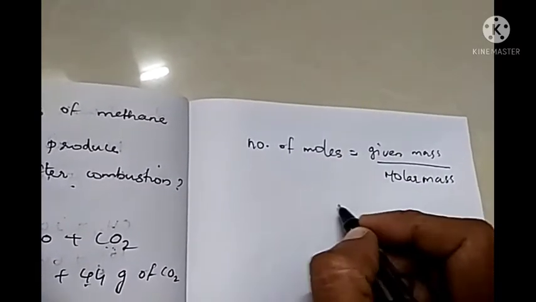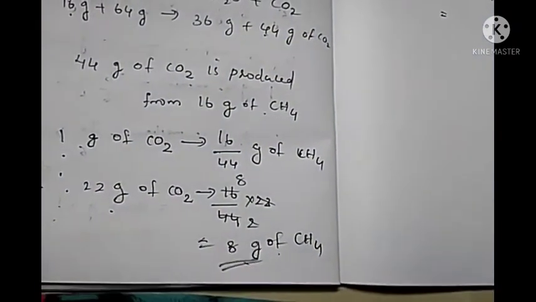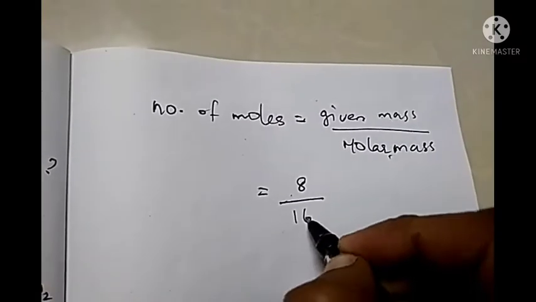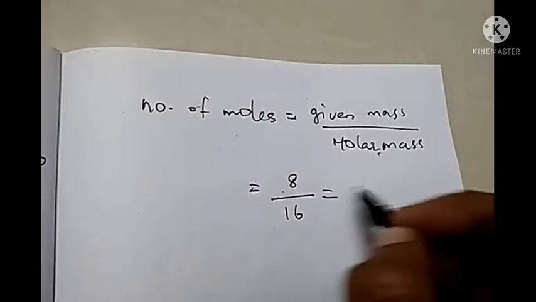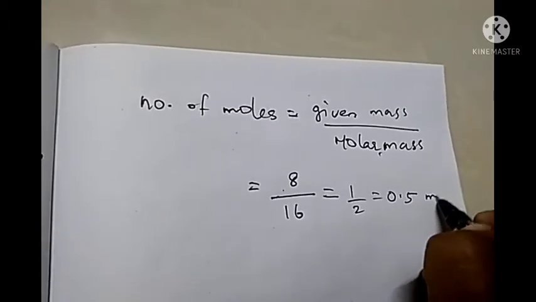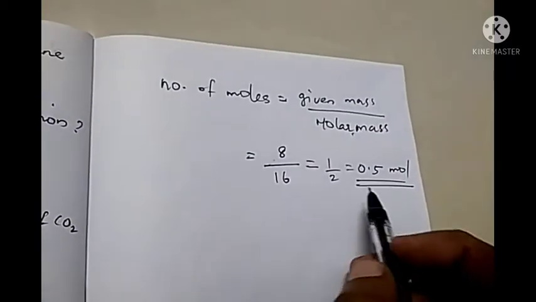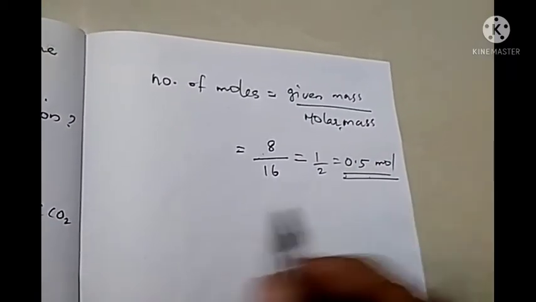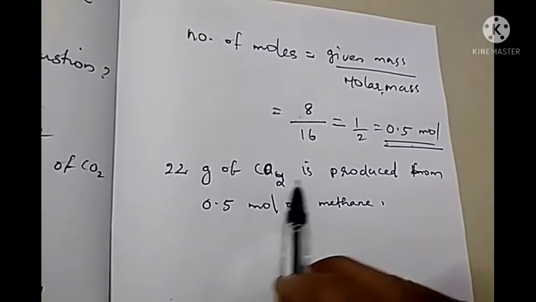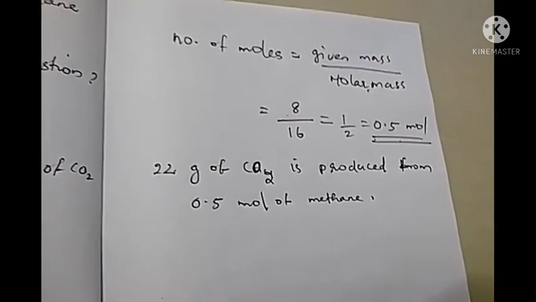And what is the given mass here? That is 8 gram of methane, isn't it? That we got. And the molar mass of methane is 16. So 8 divided by 16, that is equal to 1 by 2, that is equal to 0.5 mole. So to produce 22 gram of carbon dioxide, we need 0.5 mole of methane. That is the answer. 22 gram of carbon dioxide is produced from 0.5 mole of methane. I think it is clear for all of you.